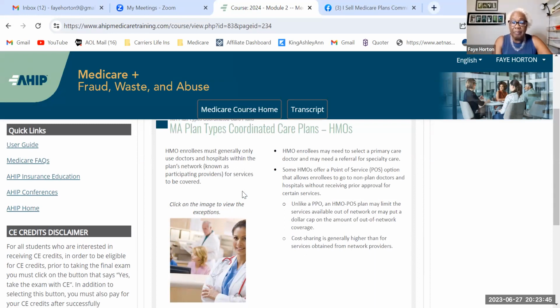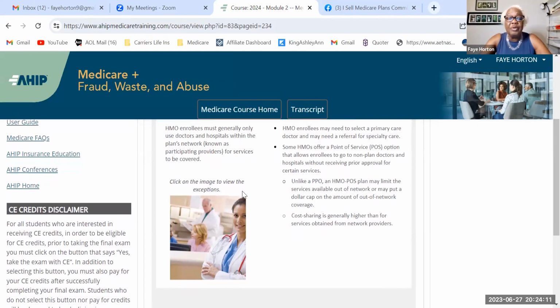So that's pretty clear. HMO enrollees may need to select a primary care doctor and may need a referral for specialty care. Now you notice it says "may need." There's one plan in our area that does not require a referral. It does require, however, a primary care doctor. The primary care doctor is also known as the gatekeeper in the HMO plan, because the primary care doctor is the one that coordinates all of the care for the member in that plan.